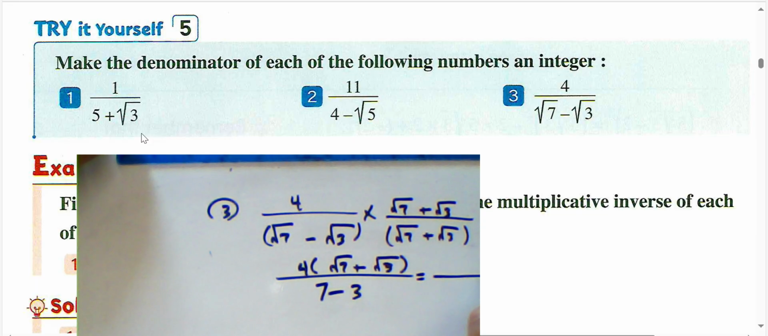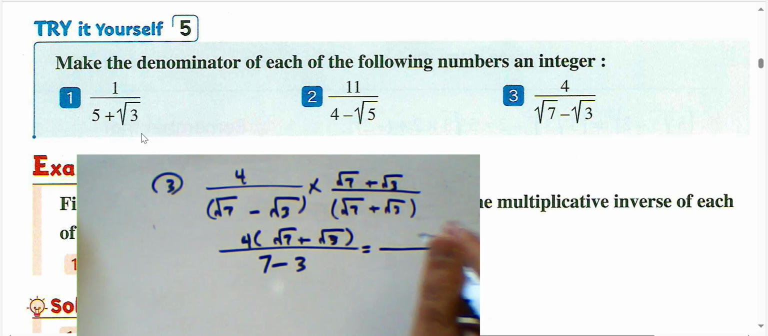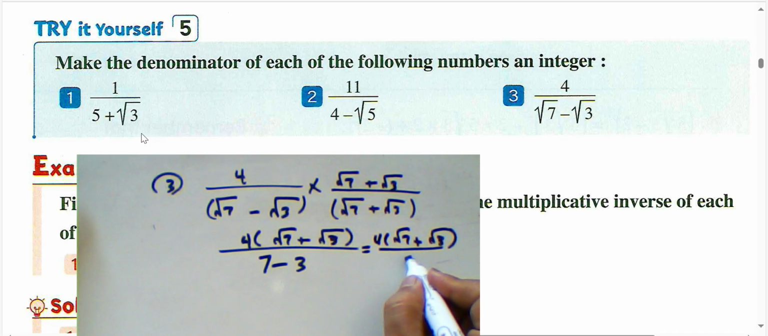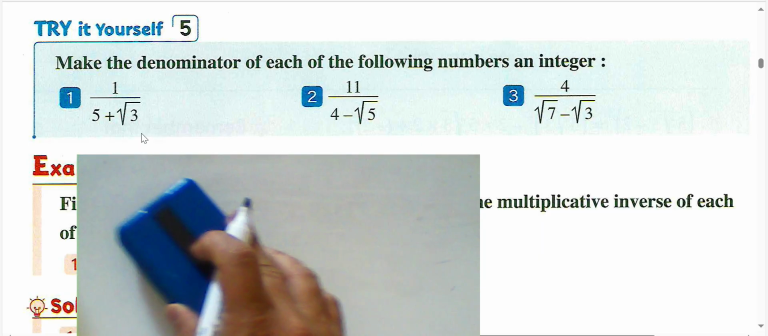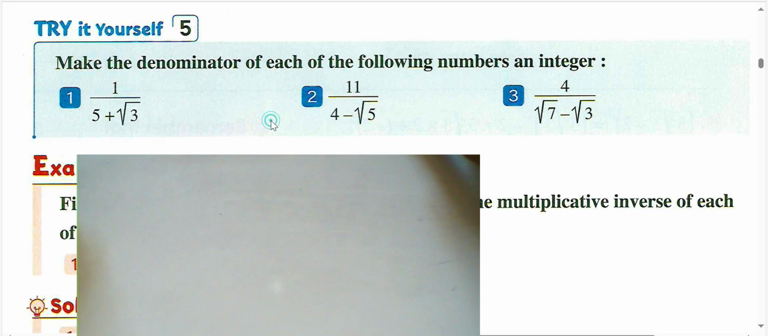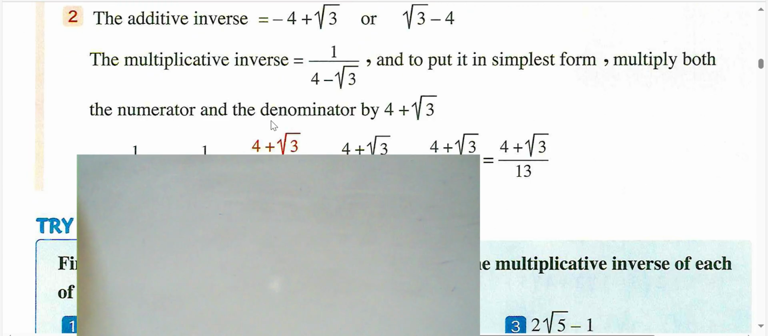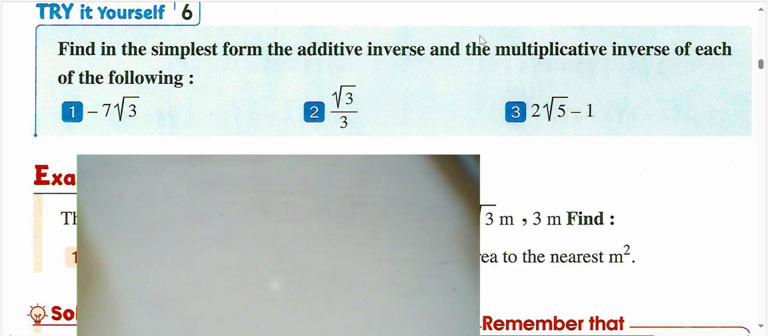Then the answer here must be written outside, up: root 7 plus root 3 over 7 minus 3, 4. We can divide the 4 by 4 equals 1. 1 times root 7 and 1 times root 3, then the result will be root 7 plus root 3 in the simplest form. Next question. Find the simplest form of the additive inverse and multiplicative inverse of each of the following.